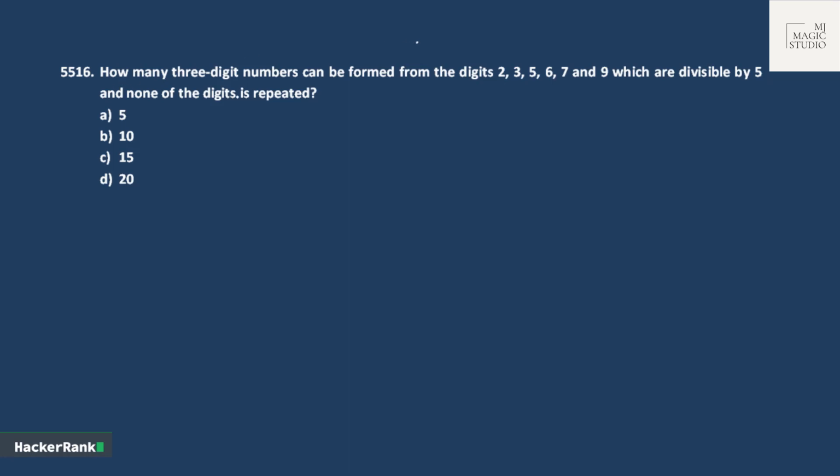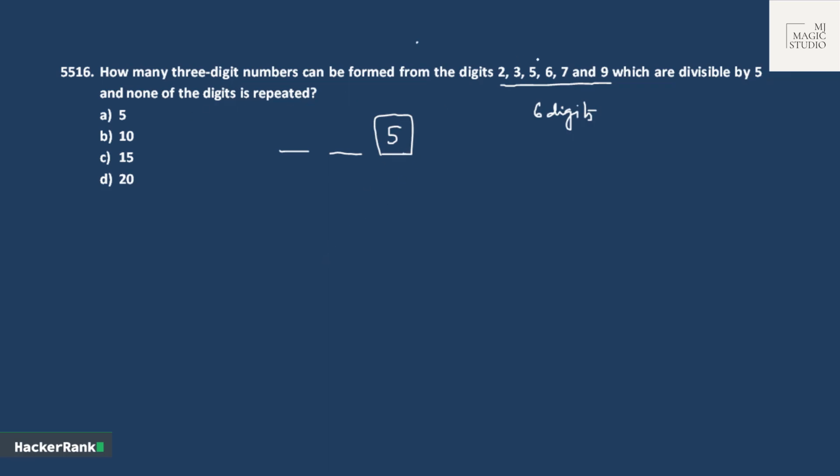How many 3-digit numbers can be formed with the digits 2, 3, 5, 6, 7 and 9? 1, 2, 3, 4, 5, 6. Only 6 digits are given and we are looking for 3-digit numbers which are divisible by 5 and none of the digits is repeated. A number is said to be divisible by 5 when the last digit is either 0 or 5. But we have got only 5 as a digit. That means 5 will be placed at the unit place as the last digit.